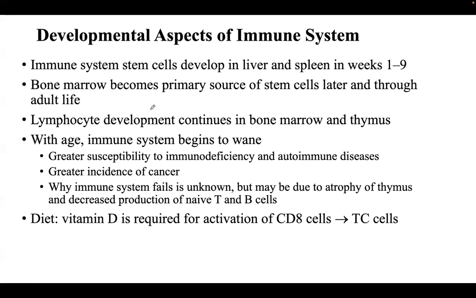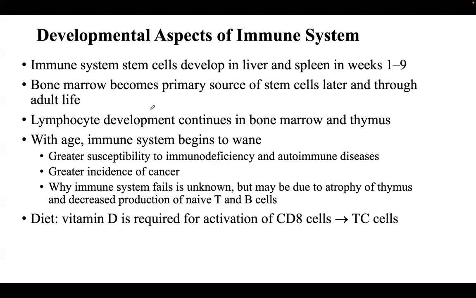In terms of development of the immune system, stem cells in human beings are developed in the liver and spleen, and it starts around week 9 in our fetal condition. Bone marrow becomes, of course, the primary source of stem cells for T and B cells. We both know that. And lymphocyte development happens in bone marrow and thymus. B cells are matured in bone marrow and T cells are matured in thymus.